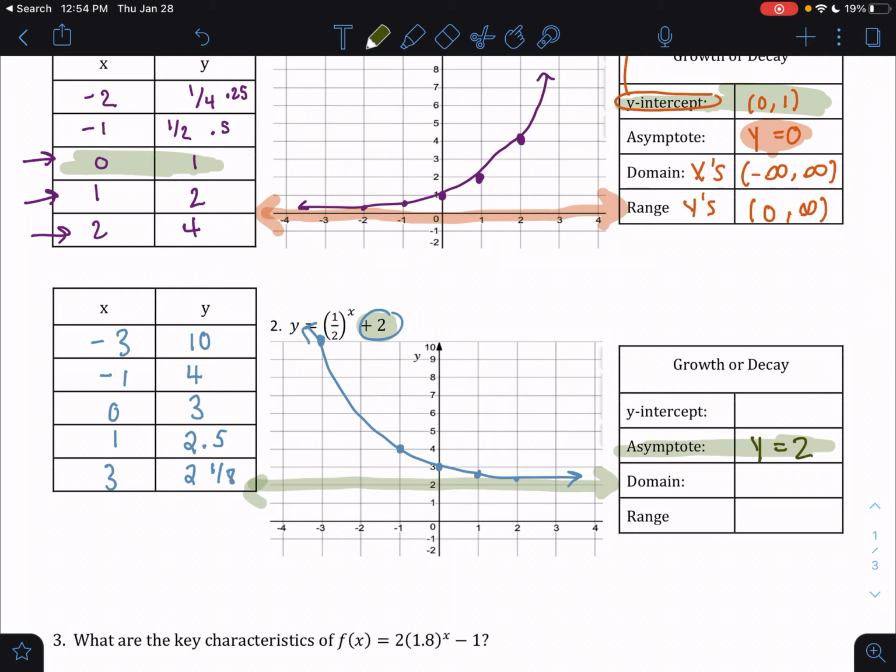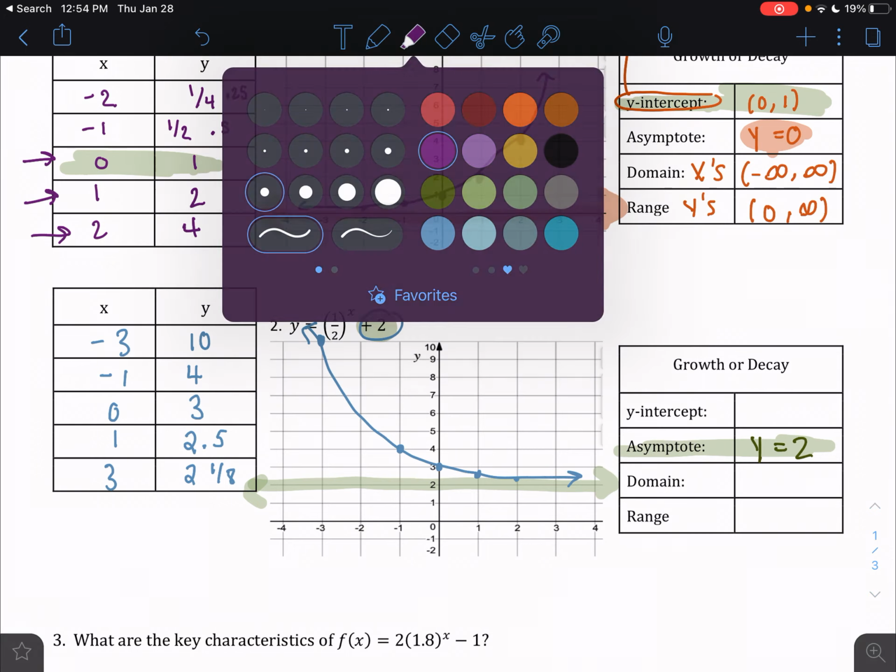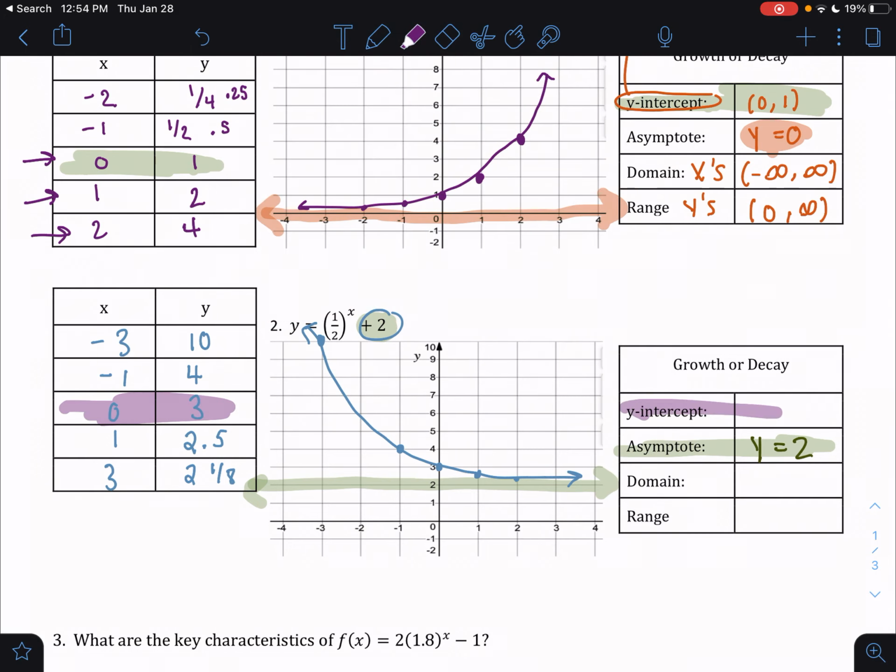Okay, let's look at our y-intercept. Remember, that means we set x equal to 0, which again we already did here. So that means that our y-intercept is over 0 up 3. Our domain and range, the domain is all real numbers again, and it will always be all real numbers for our exponential problems here. But the thing that's going to change is our range. This time, instead of going down to 0, we go down to 2. So 2 to infinity, right? We can't pick 2, but we can pick anything above 2.